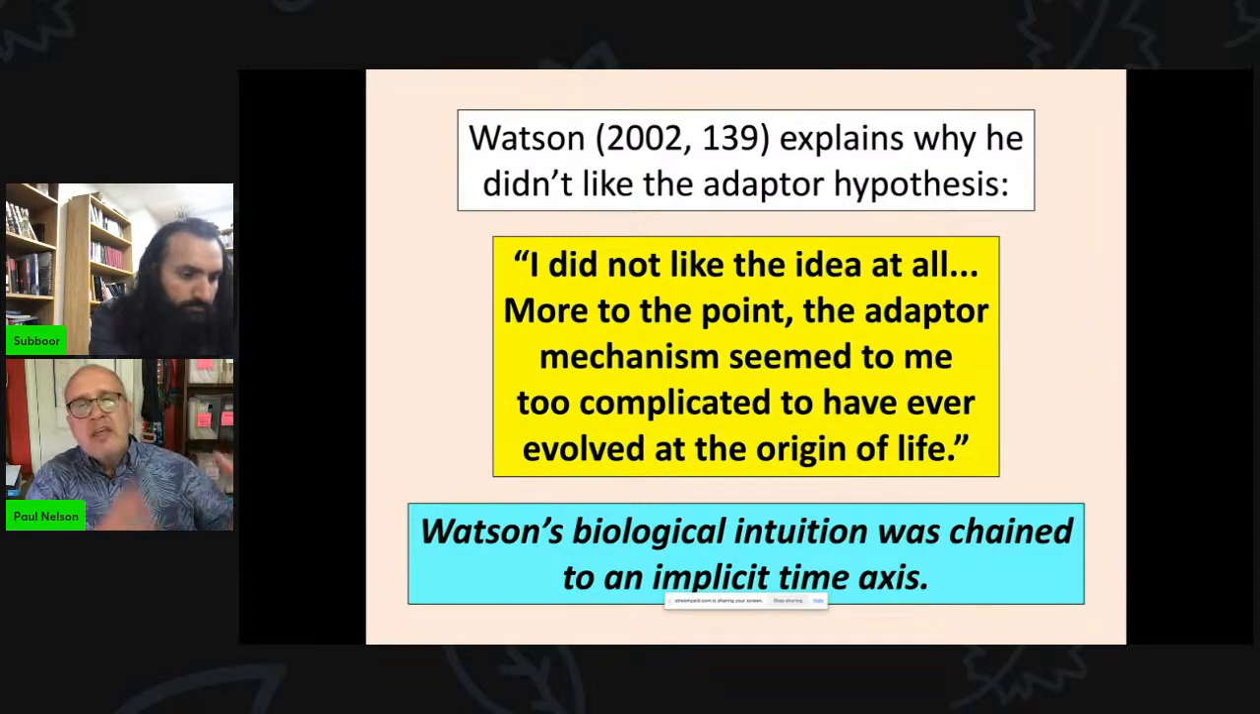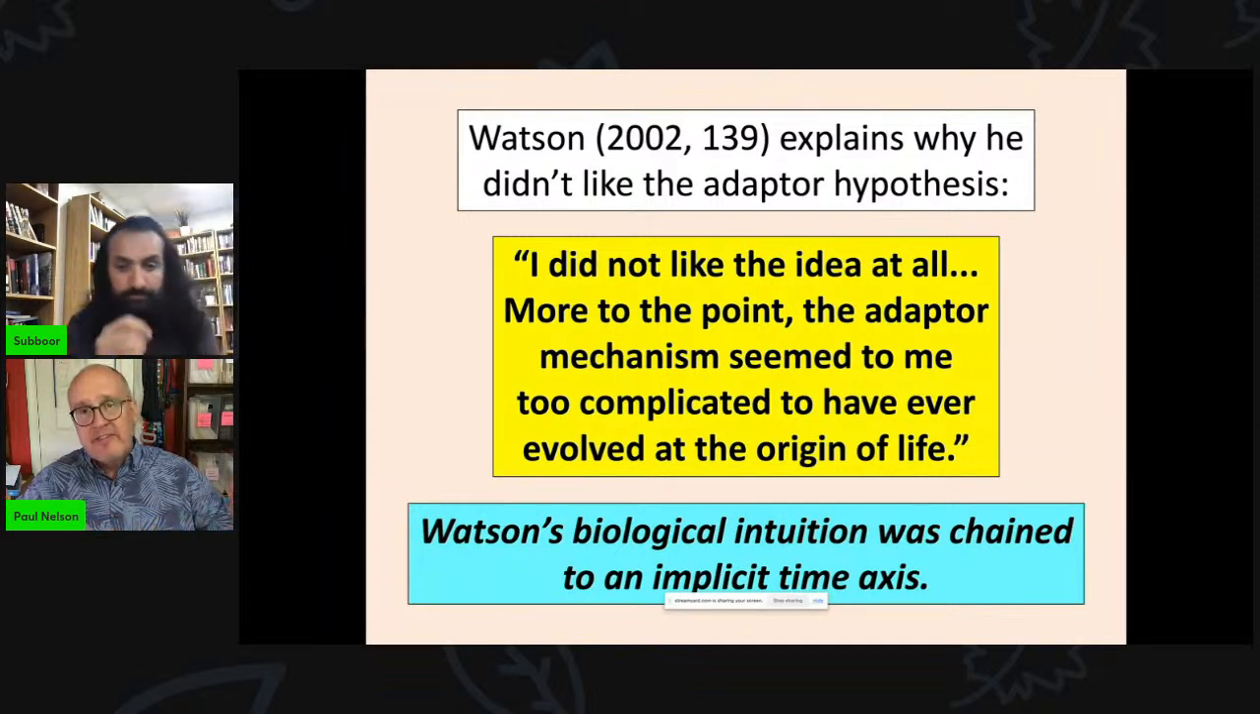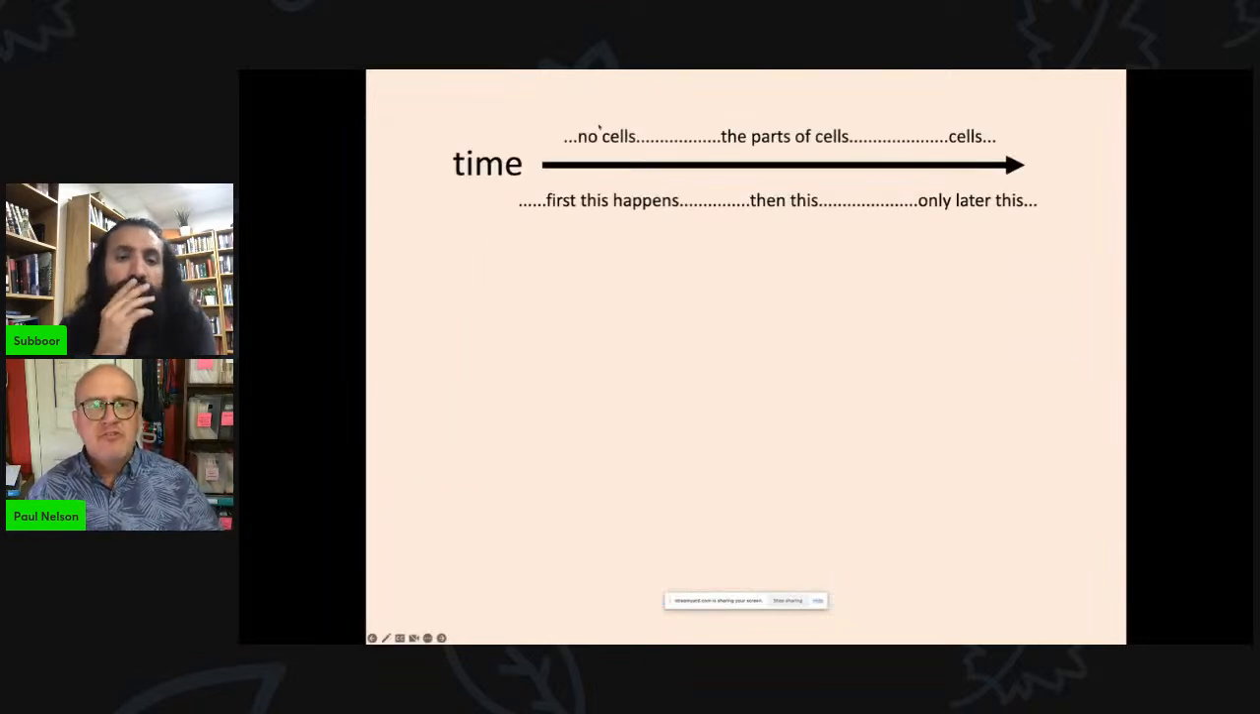What was going on? His biological intuition was chained to a time axis. The time axis necessary in any naturalistic or materialistic story for the origin of life. It looks like this: a linear chain of events. You can't start with whole cells. You have to start with their parts.